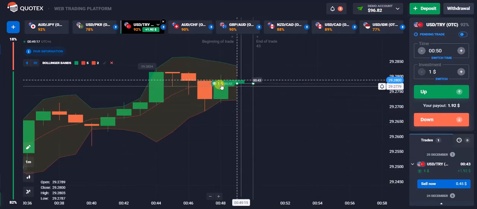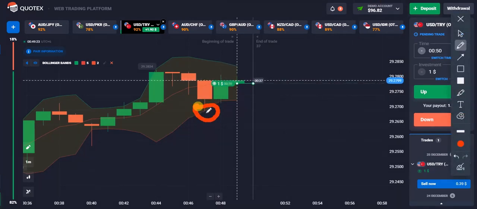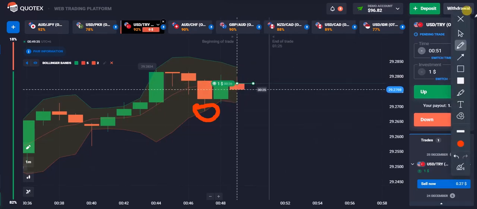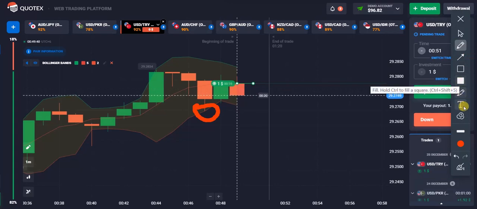If you don't understand the strategy, let me show you again. If a red candle touches the line on the bottom, and there is a green candle after it, then you take an up trade. That's how it works. Let me erase it.